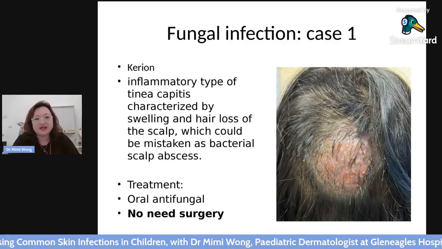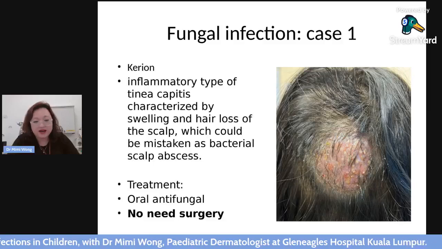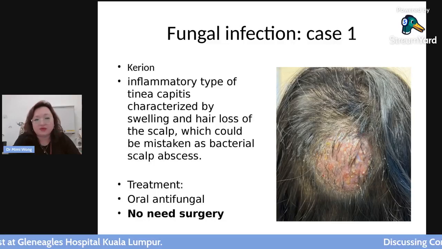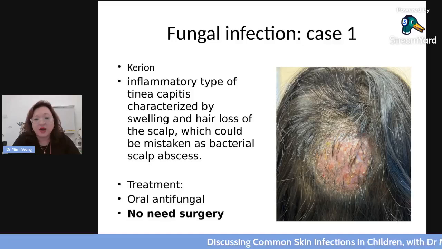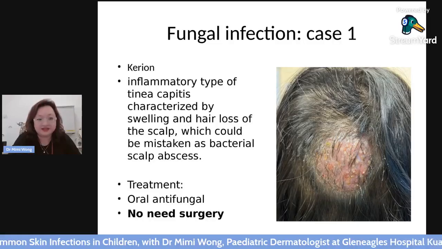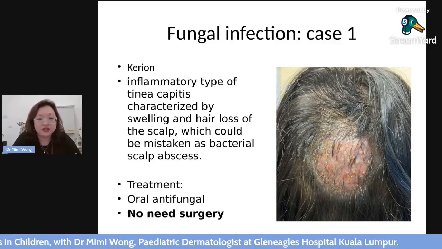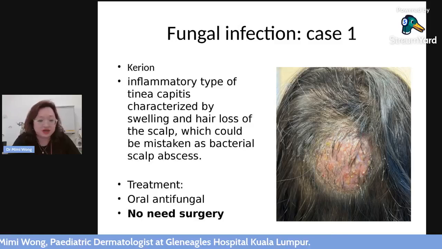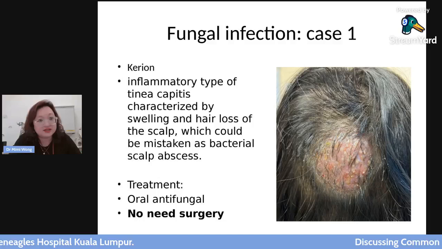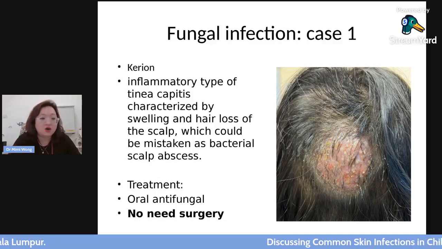Another thing, I want to highlight this case to you all because this is a very severe form of tinea capitis known as kerion. This is an inflammatory type of tinea capitis and is characterized by very huge swelling with hair loss on the scalp, which could be mistaken as a bacterial scalp abscess. I have a surgeon who actually referred me a case like this after cutting open this lesion. He thought there would be pus oozing out, but when he cut open, there was none. So he asked me what happened. I told him that he shouldn't have gone for this surgery because it can be treated using oral antifungal.